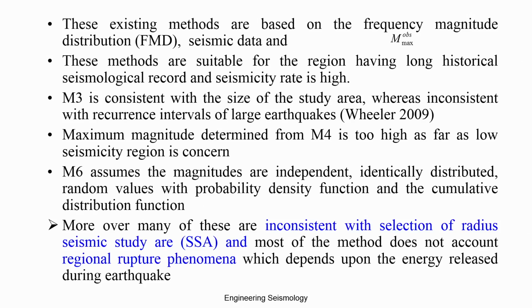Okay, the M3 method that we quoted there. The maximum magnitude determined from the M4 is too high as far as a low seismicity region is concerned, because assuming 50% and 1/3 of the data will be by mark, the M4 method is more unrealistic. Okay. M6 assumes that magnitudes are independent, identically distributed random values with a probability density function and cumulative distribution function.